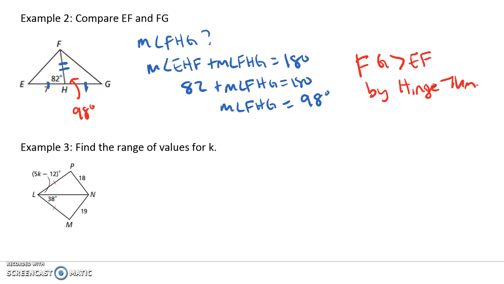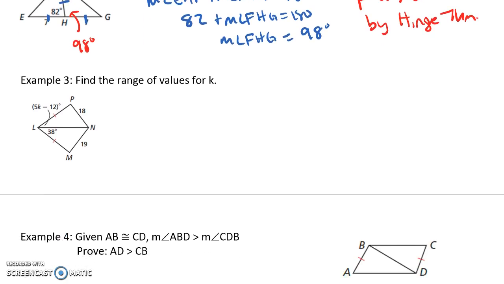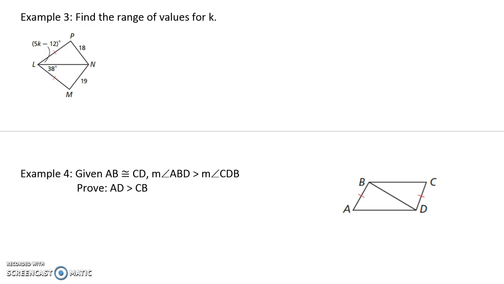Alright? Example 3. Now let's talk about a range of values. So this is kind of like what we did earlier in the last set of notes when we were dealing with a range of values for the third side. So we want to think, what could K possibly be? Well, remember, when we're comparing our two triangles, we need two congruent sides, right? So here's one pair. That's given.